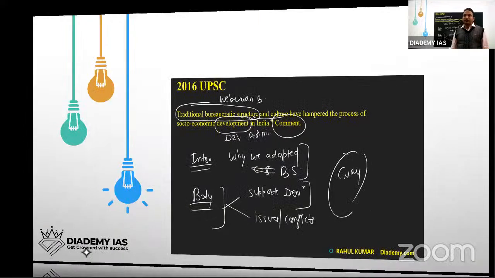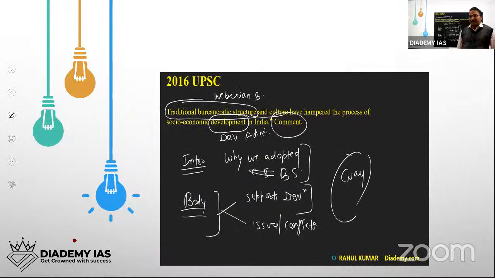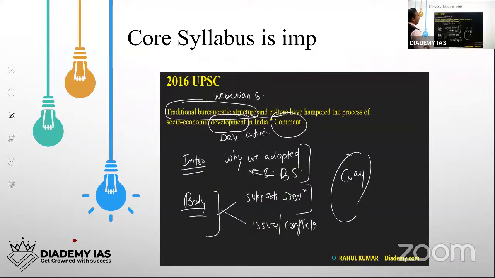ठीक है. I can tell you from the previous year questions pattern, 2016 UPSC pattern, if you see the question: traditional bureaucratic structure and culture have hampered the process of socio-economic development in India. Comment. The question is from the static part of core syllabus. ठीक है, ये core syllabus का question है. The question is about comparison between bureaucratic structure or bureaucratic features and the development process.